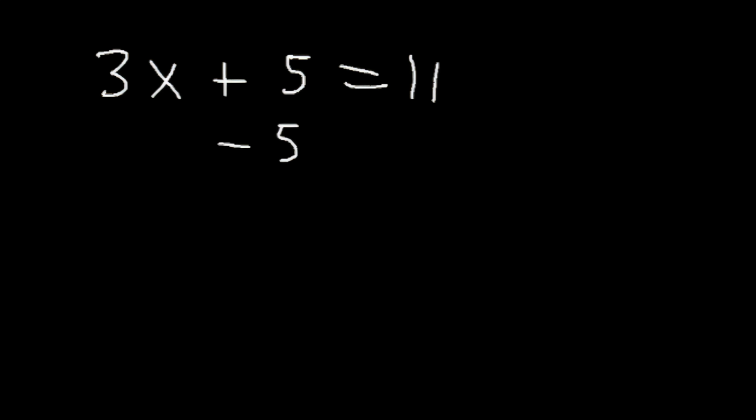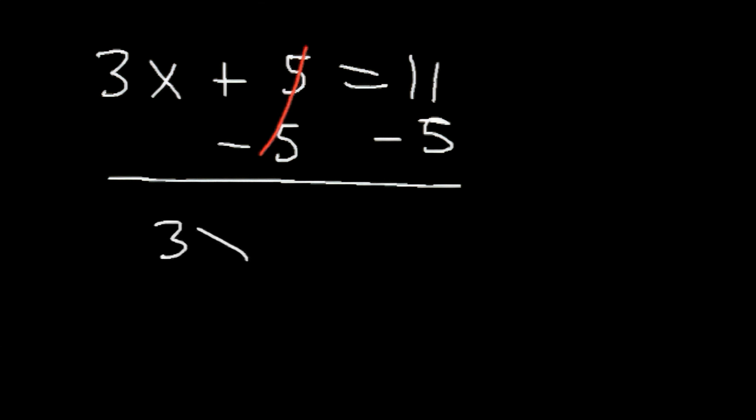Let's try another example. What is 3x plus 5 equal to 11? What is the value of x? The first thing we need to do is subtract 5 from both sides. 11 minus 5 is 6.